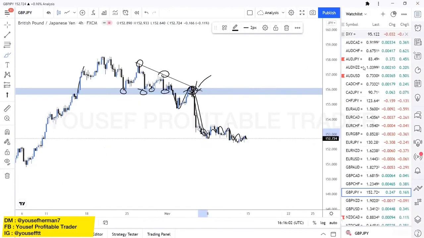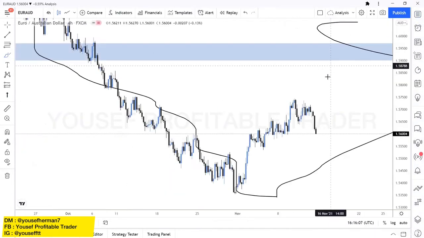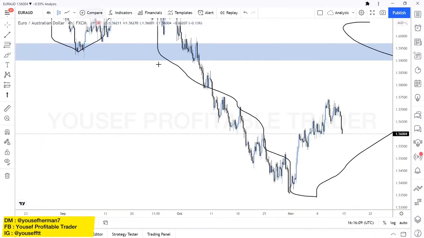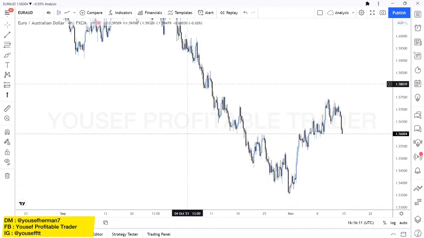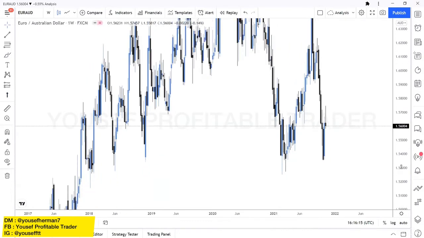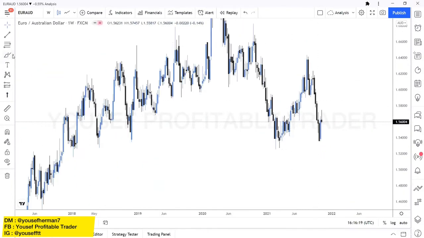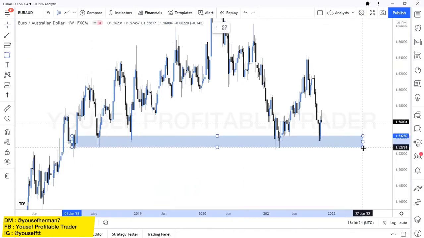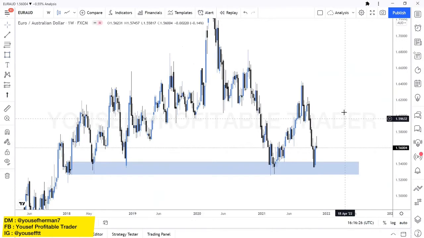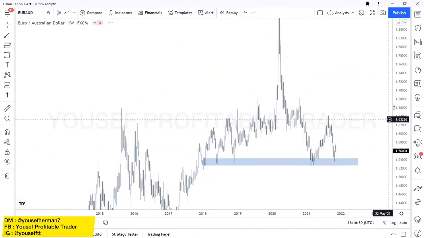Just now someone asked for EUR AUD, so let me clear my chart. Then we go to a higher time frame. We need to look at the higher time frame for a better confluence, because the higher time frame is the one which shows the real direction. As you can see here, we have a support zone.